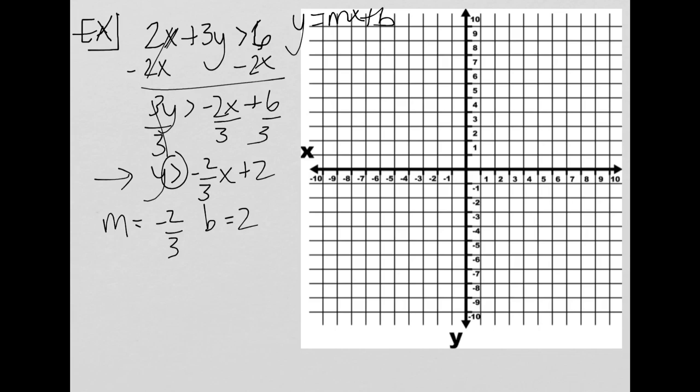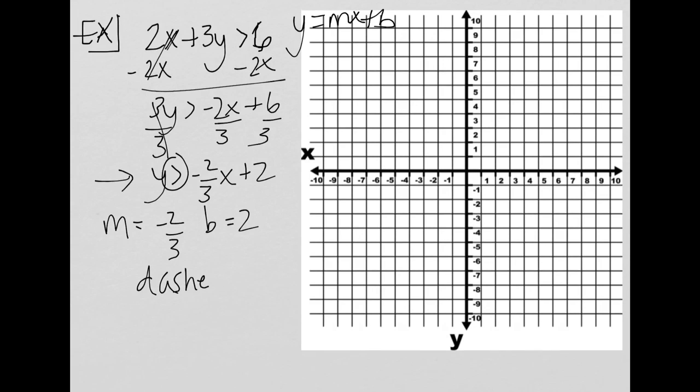Since it's greater than and not equal to, this is going to be a dashed line. And since it's greater than, it's going to be above when we shade. So if we go graph this, we want to go to a positive 2 and then down 2 over 3. So there's a few. And we want to dash this line. So again, make it dashed. And then we said we want above, so everything above and to the right of this line.